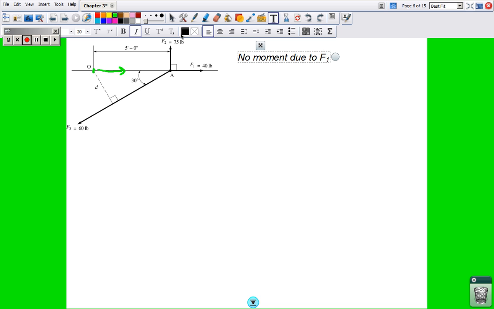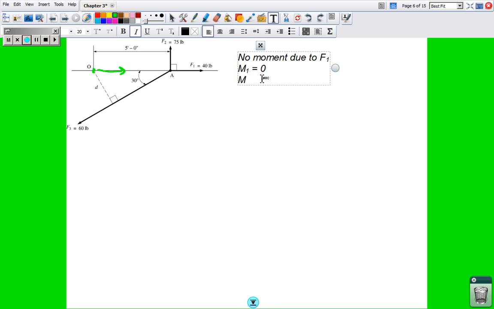Alright, so then let's look at F2. F2 is all in the y direction. Okay, that's no problem. And it is 5 feet away. Alright, so we said that M1 was 0.